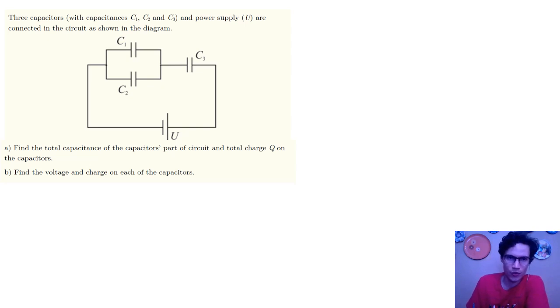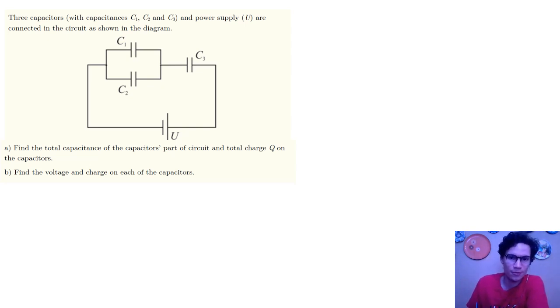We have this circuit and we have three capacitors with three capacitances C1, C2, C3. We have a power supply E and everything is connected as shown in the diagram. The question is to find the total capacitance and charge on the capacitors, and the voltage and charge on each capacitor.